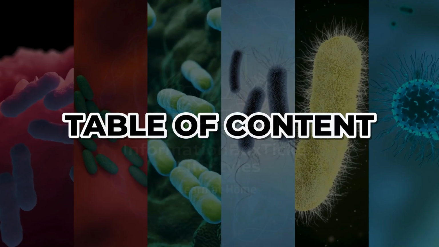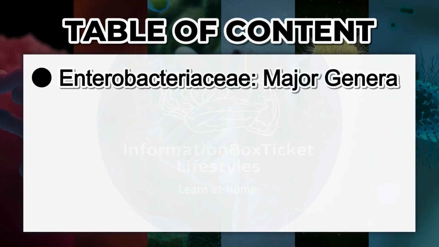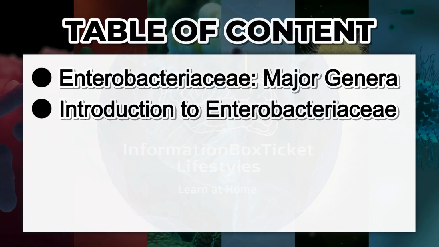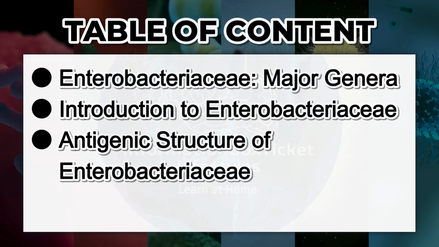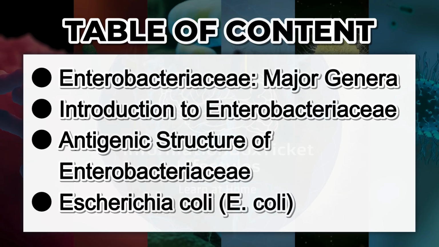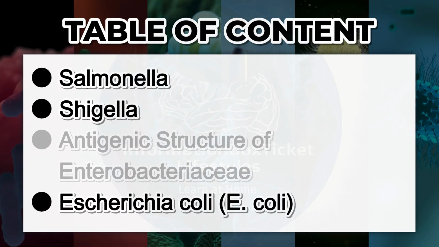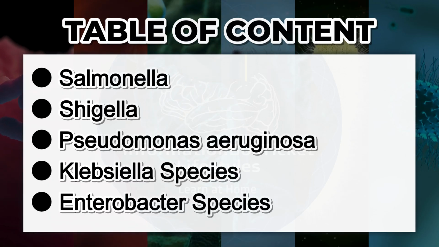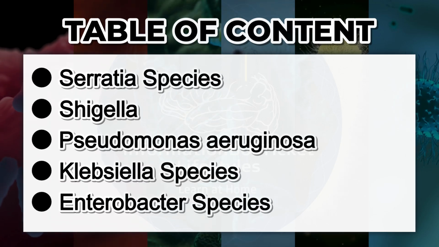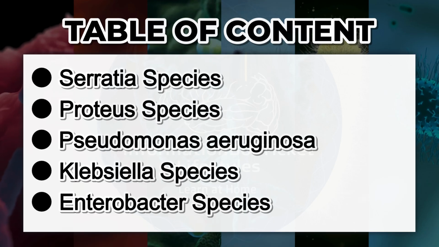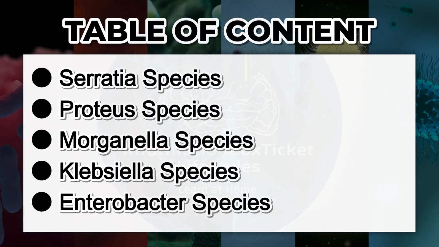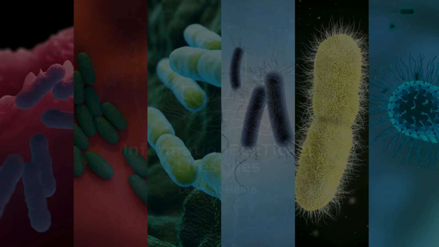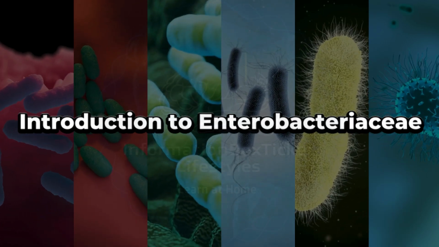Table of contents. Enterobacteriaceae, major genera. Introduction to Enterobacteriaceae. Antigenic structure of Enterobacteriaceae. Escherichia coli, Salmonella, Shigella, Pseudomonas aeruginosa, Klebsiella species, Enterobacter species, Serratia species, Proteus species, Morganella species, Providencia species.